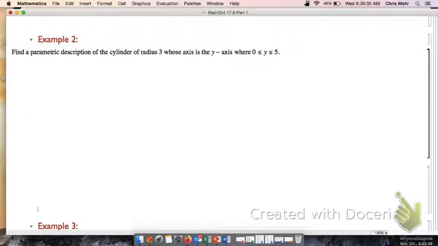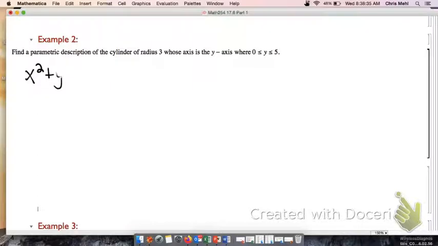Okay, so now what if I want to find a parametric description of a cylinder of radius 3, and then this cylinder is going to extend along the y-axis from y equals 0 to y equals 5. So y is kind of going to be a free variable here, and let's see how we do this.